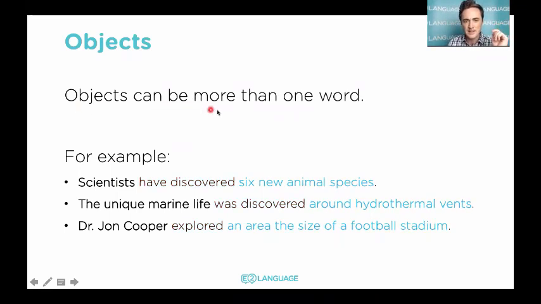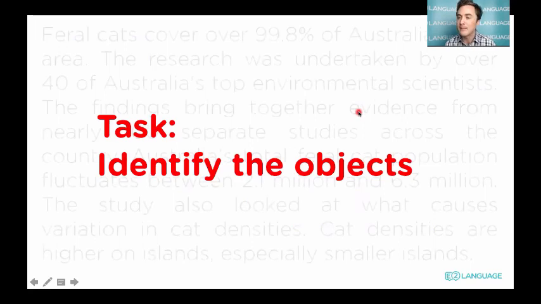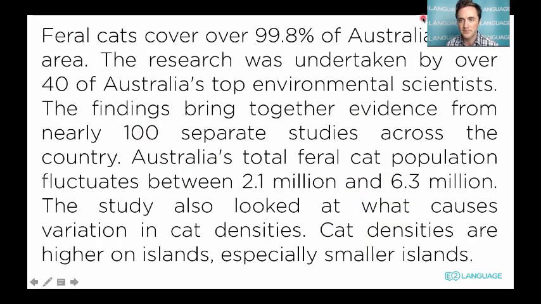Of course, objects can be more than one word. Here we have 6 new animal species, 4 parts, 1 object. Around hydrothermal vents, 3 parts, 1 object. An area the size of a football stadium, 8 parts, 1 object. Okay? Objects can be more than 1 word. Fine. Identify the objects now. Please type it into the chat.